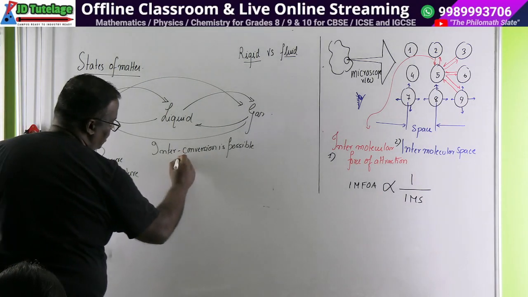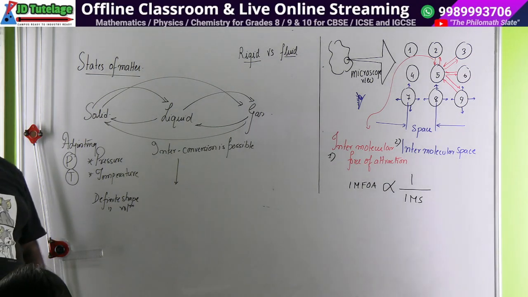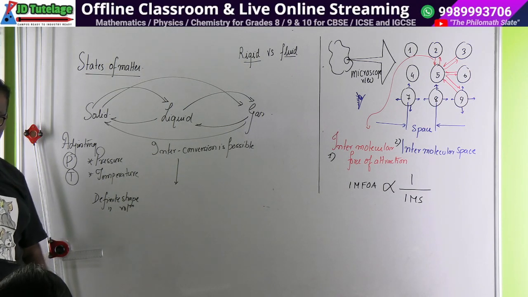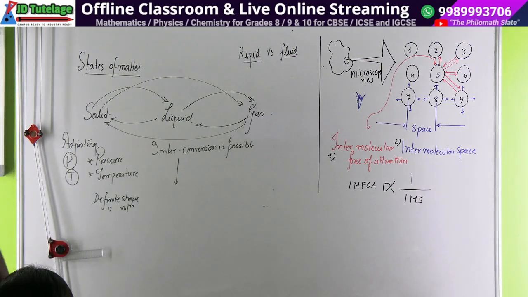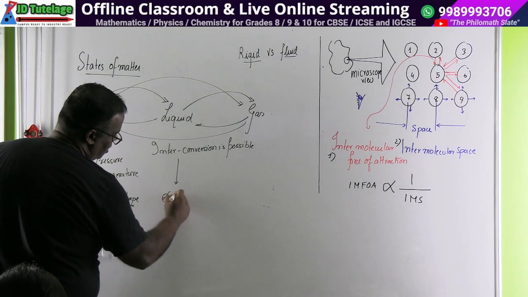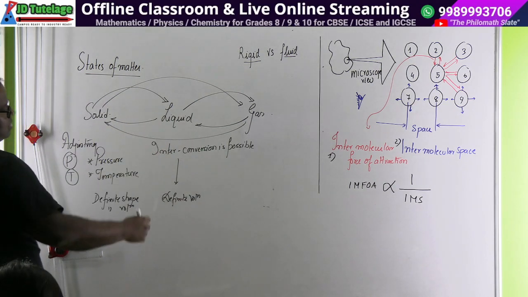What would you say for liquid? If I take out all your water and pour it in her bottle, it will take the shape of her bottle. Liquids do not have definite shape, but they have definite volume. If it is half liter water in your bottle, even if I pour it in her bottle, it will be half liter only, but the shape will be her bottle shape. Do you get it? So liquids have definite volume.